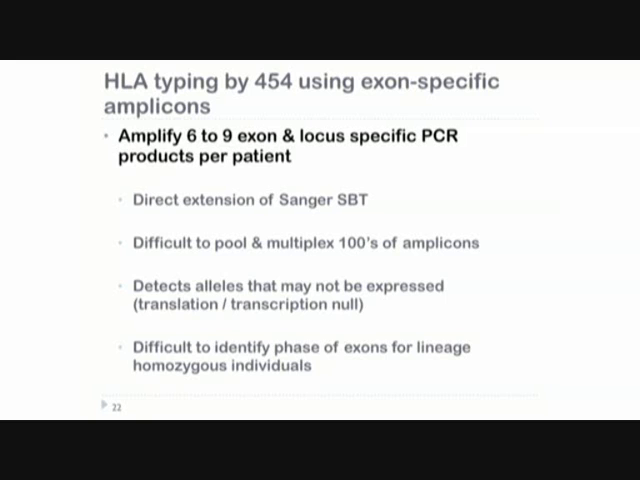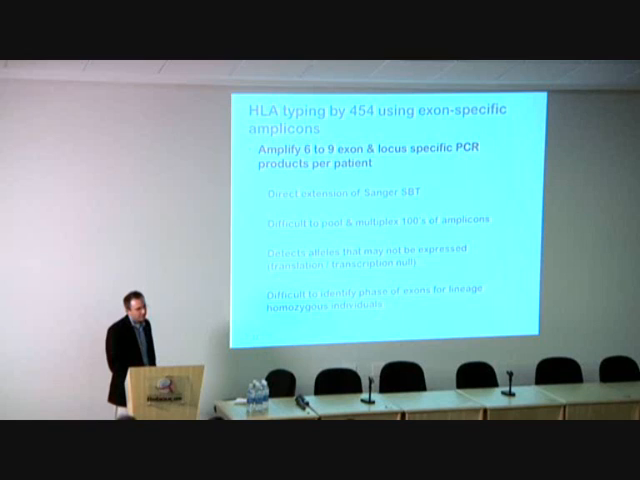So several groups have now adapted that Sanger-based sequencing, where each exon is sequenced individually, to 454. This approach has the advantage of being somewhat more cost-effective, but it is difficult to pool and multiplex hundreds of amplicons together, as is necessary when you need to do 9 amplicons per patient. And again, we're cheap, so we wanted to see, could we try to do this using 1 amplicon per patient?